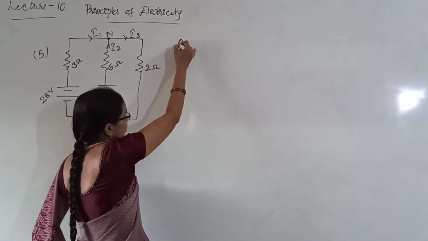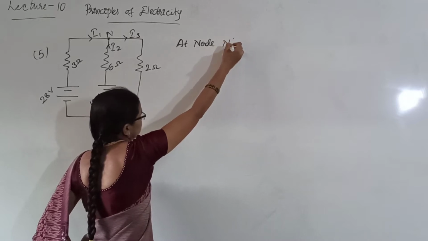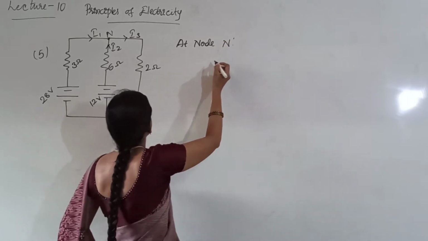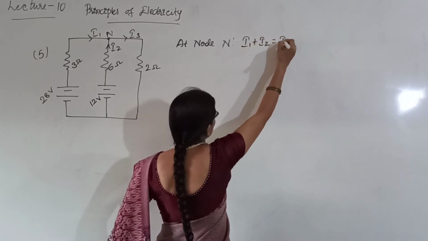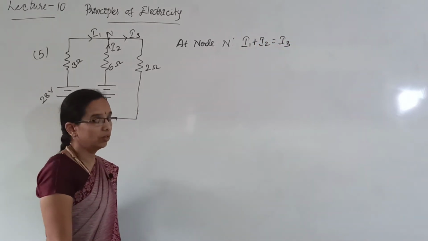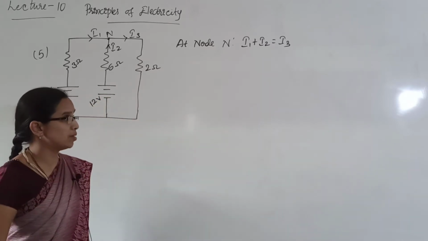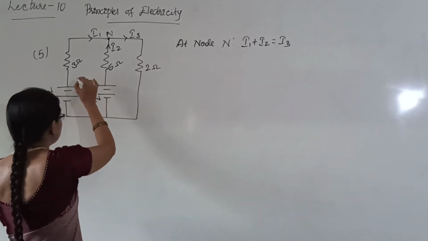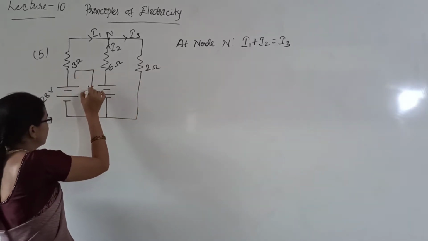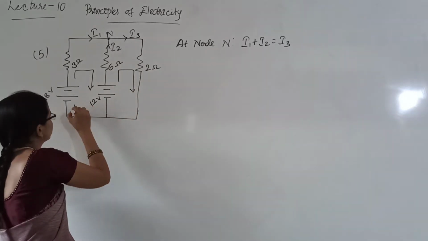At node N, I1 plus I2 is equal to I3. Okay. If I apply KCL to node N, I1 plus I2 is equal to I3. I will consider this as loop 1 and this as loop 2.